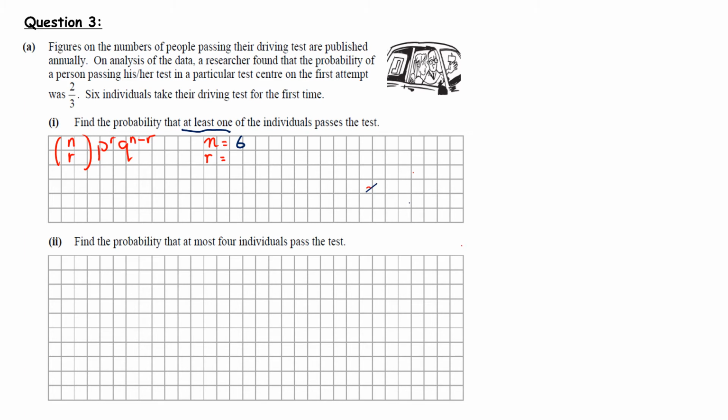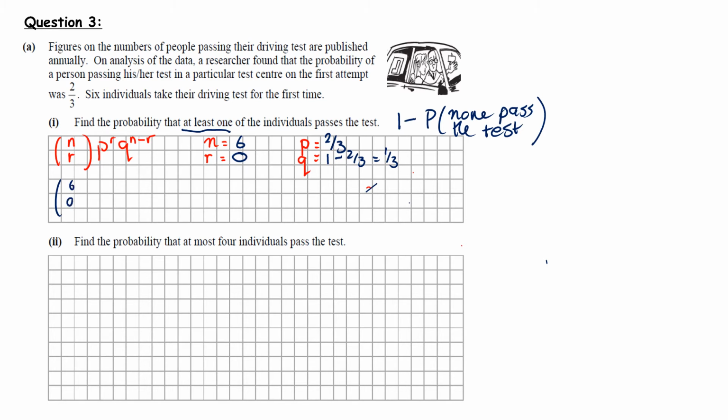So what we're going to do is actually 1 minus the probability that none pass the test, because that will get us the idea of at least one passing. So we're actually going to work out that nobody passes. So r in our case is going to be 0. p is then the probability of passing. They've already told us that passing on the first attempt is 2 over 3. And q is the probability of failure, or not passing, which is 1 minus 2 over 3, which ends up being a third.